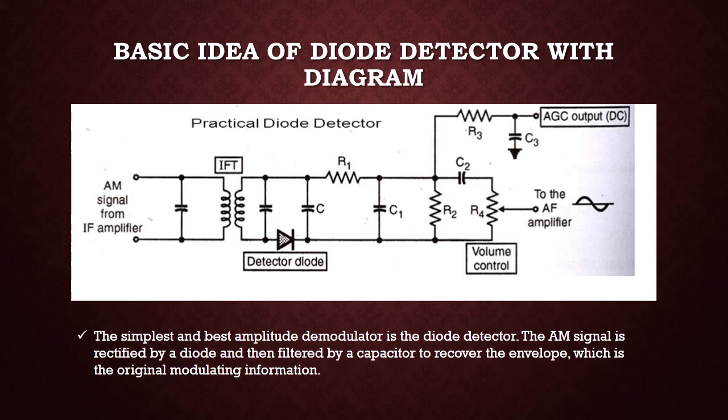The simplest and best amplitude demodulator is the diode detector. The AM signal is rectified by a diode and then filtered by a capacitor to recover the envelope, which is the original modulating information.